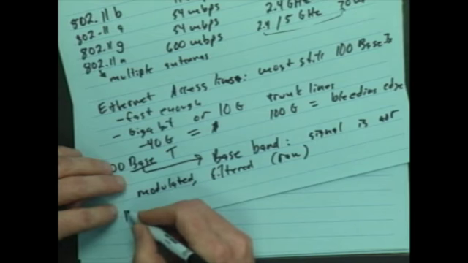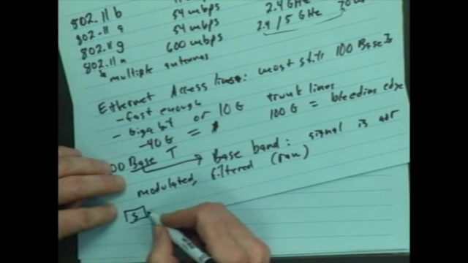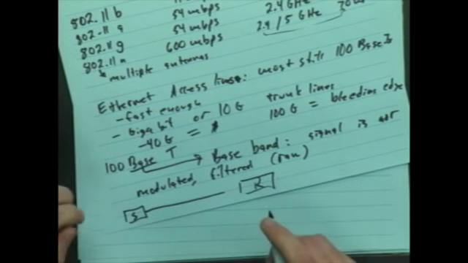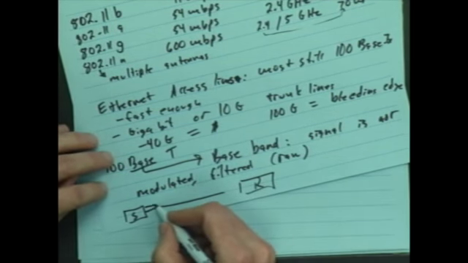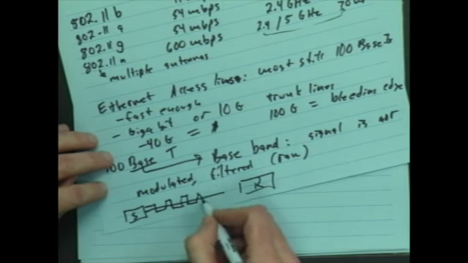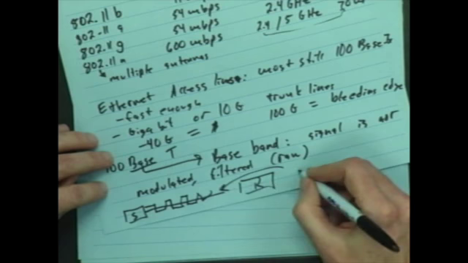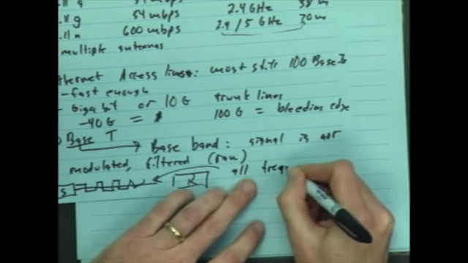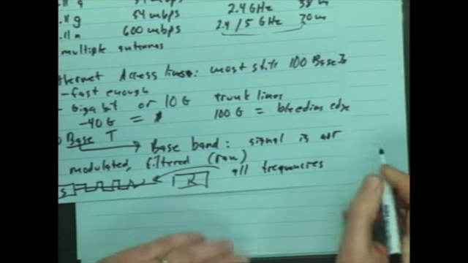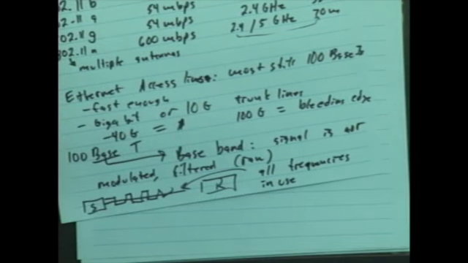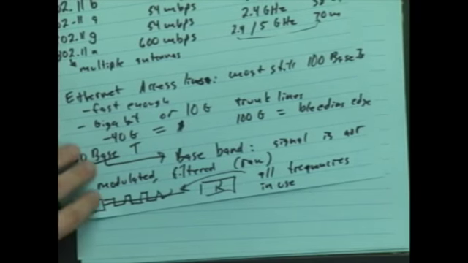So basically here, if you think about it, if I have a source and I have my cable and then I have my receiver, what we're going to do is this whole thing, so all frequencies are in use, basically. There's nothing filtered about it. Okay, so that's what baseband means.